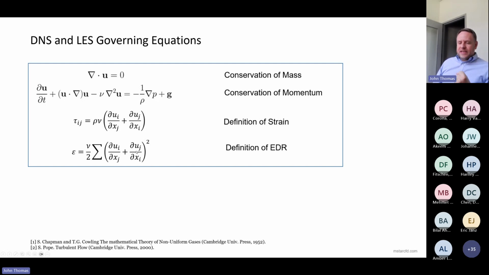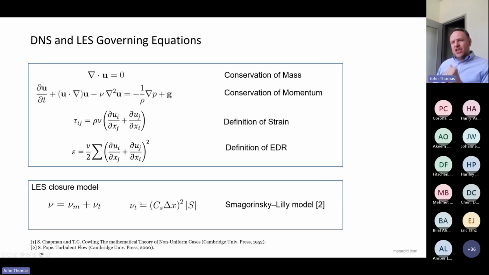Like this strain EDR, this is not unique to LBM. This is not unique to crystallization. This is not unique to M-star, as it were. This is what strain is, right? This is what strain is in a fluid field as a function of the calculated velocity field. Likewise, EDR is not a thing that's unique to LBM. EDR comes from strain. EDR is the double dot product of the strain rate tensor times viscosity. That's what EDR is. And so foundationally, these equations of motion, they're inarguable.